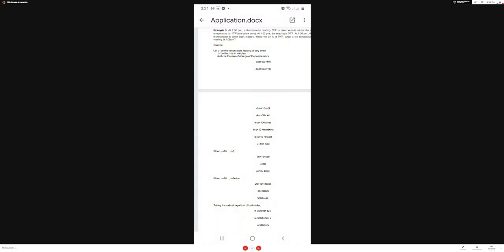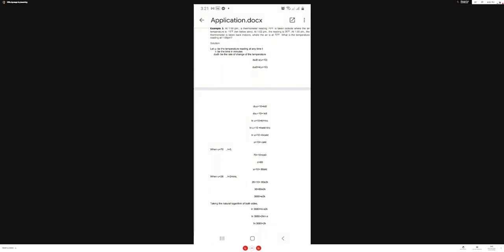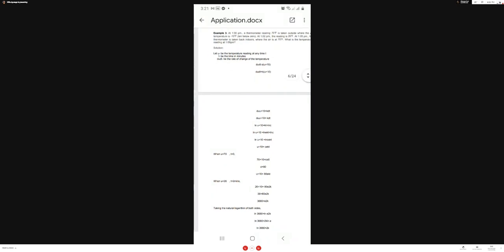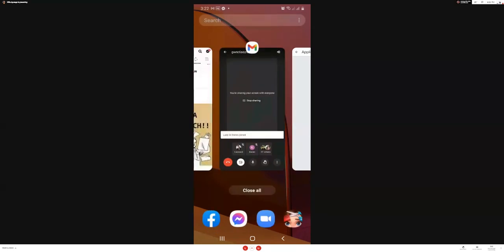Okay? So, from mainit to malamig, malamig to mainit. So, may dalawang scenario to. So, ano yung mga given natin? Yung first given natin, T is equals to 0 at 1 o'clock yun. Yung ating thermometer reading or ang ating U ay 70 degrees Fahrenheit. Second, ang ating TM, may pumapasok, papasukin natin.